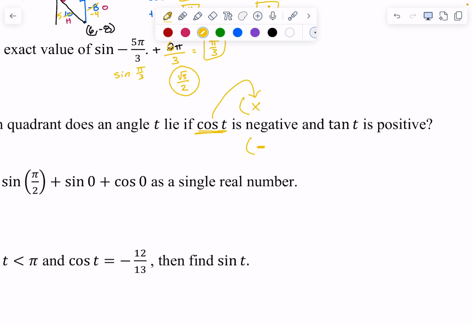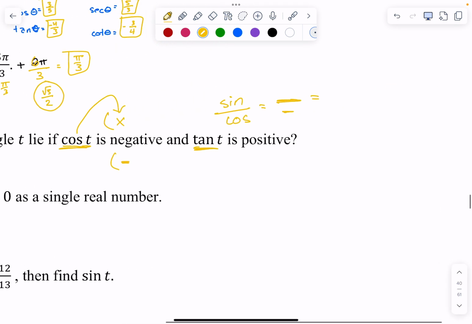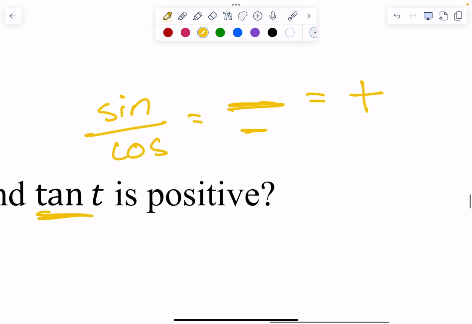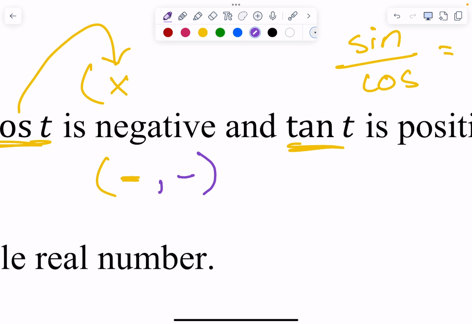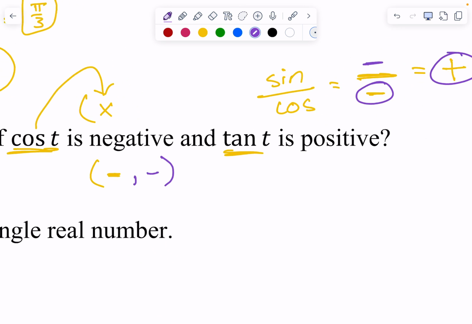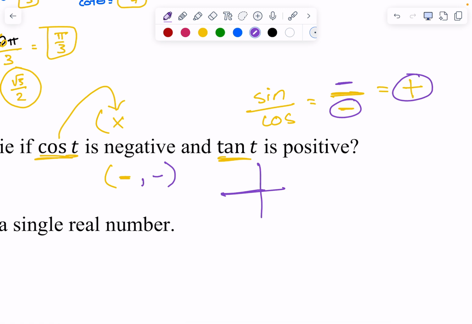Tangent is, no, it shouldn't be quadrant 1. Tangent is sine divided by cosine, okay? But if cosine we already know is negative, what does sine have to be in order for tangent to be positive? It has to be negative. So I want to know what quadrant we have a negative and another negative in. Which quadrant is negative x and negative y? Negative x goes this way, negative y goes this way. Quadrant 3.